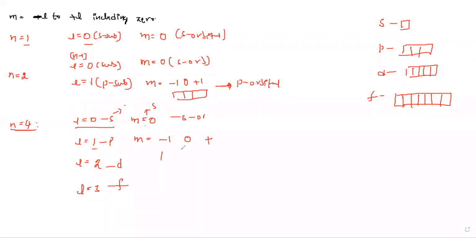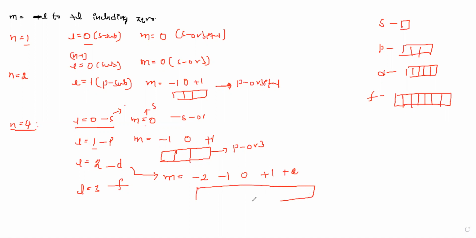plus 1. That means minus 1 is one orbital, 0 is one orbital, plus 1 is one orbital. How many orbitals are there? 3. Those 3 orbitals are the p orbitals. And if L is equal to 2, what about the magnetic quantum number values? Minus 2, minus 1, 0, plus 1, plus 2. How many orbitals are there here? 5.